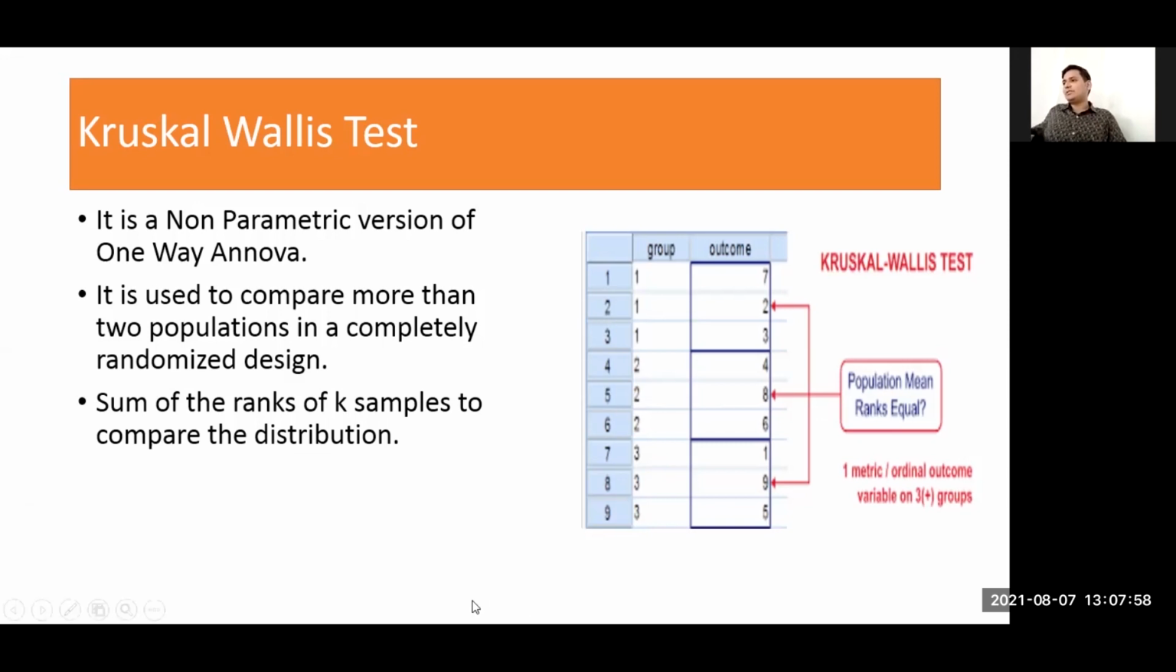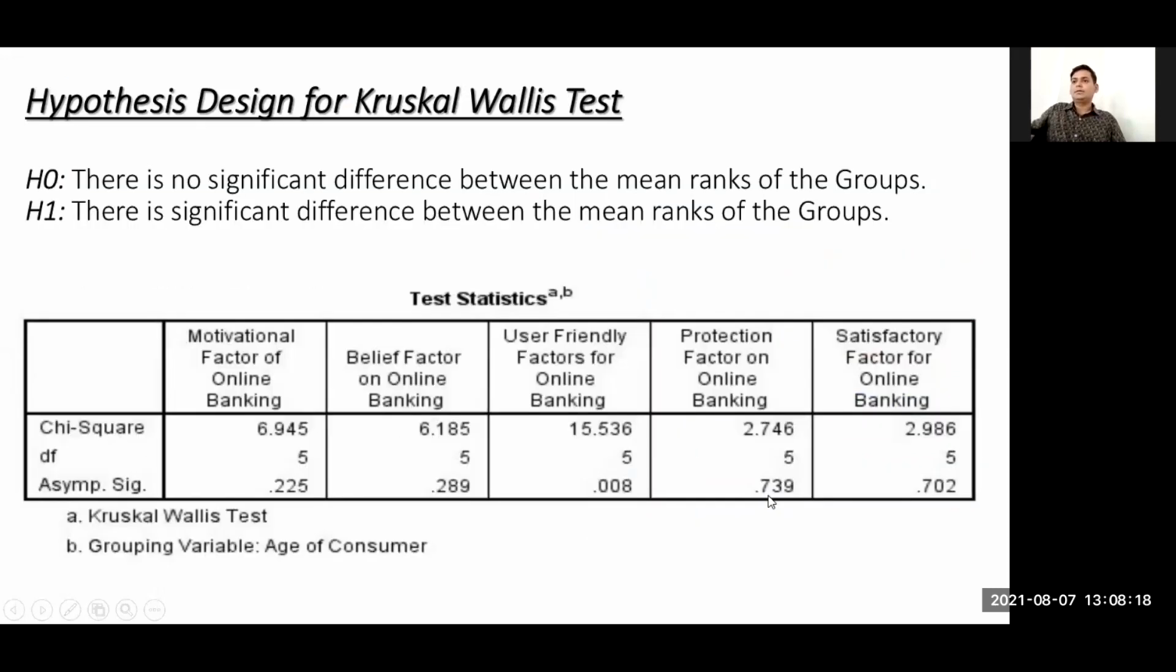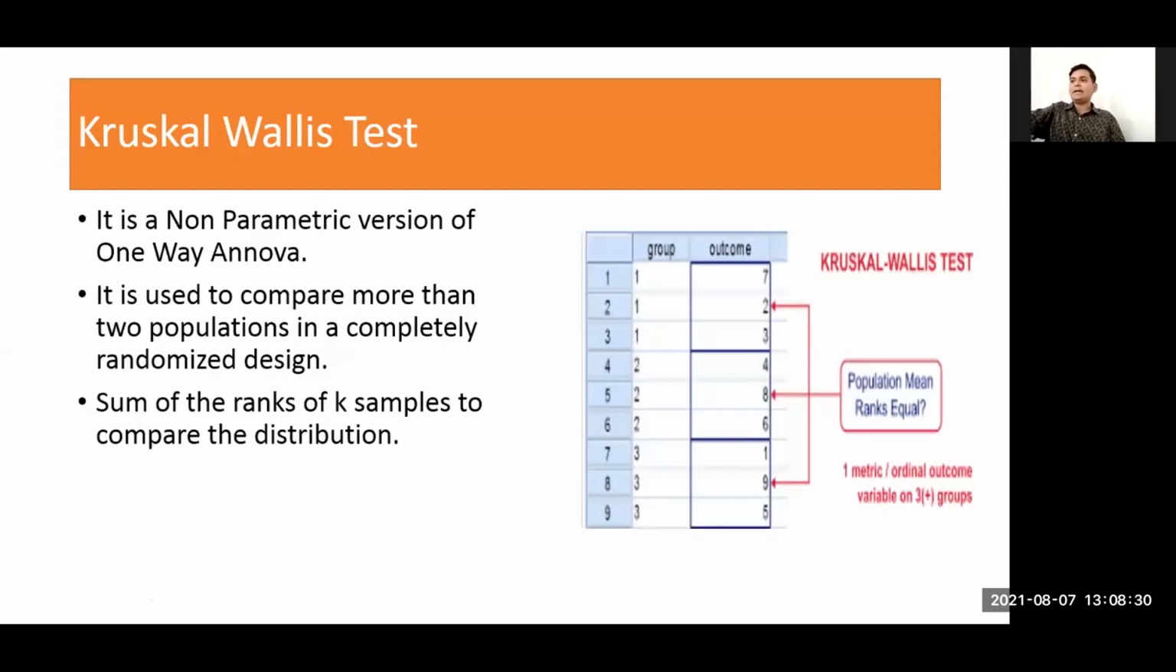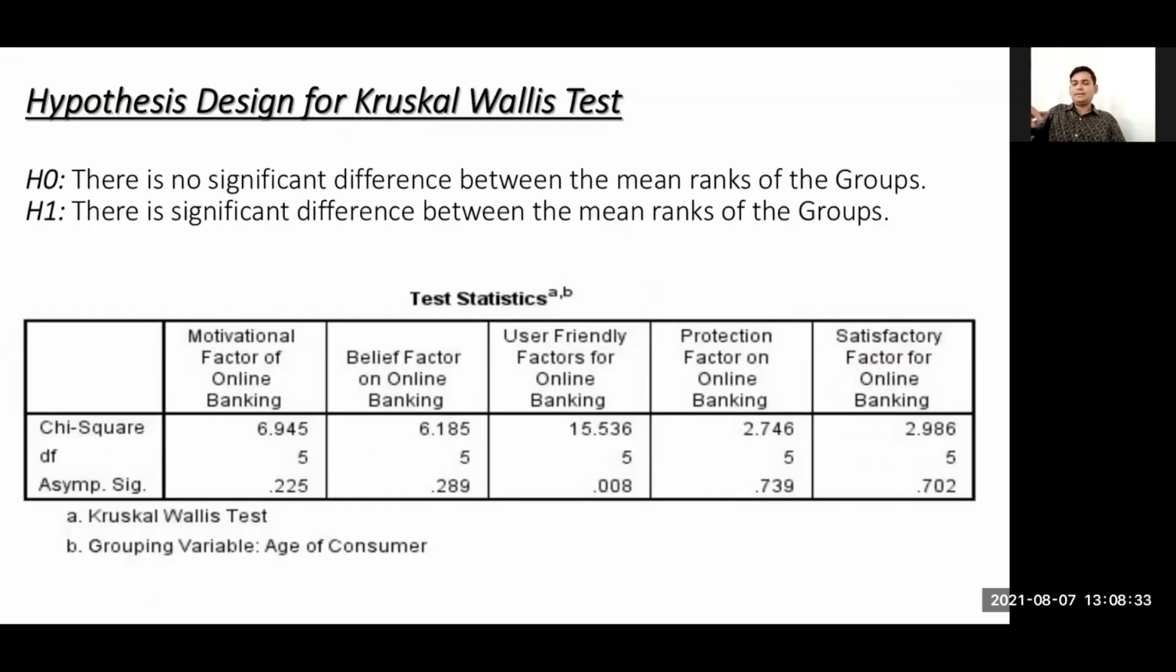You can see in the image the population means, 2 to 8. So the population mean ranks are equal. The population will cover the median value, and based on that, they will decide the ranks. Now, the hypothesis for Kruskal-Wallis: there is no significant difference between the mean rank of the groups, and there is a significant difference between the mean rank of the groups. So whatever mean rank we are finding over here, that we need to find out.